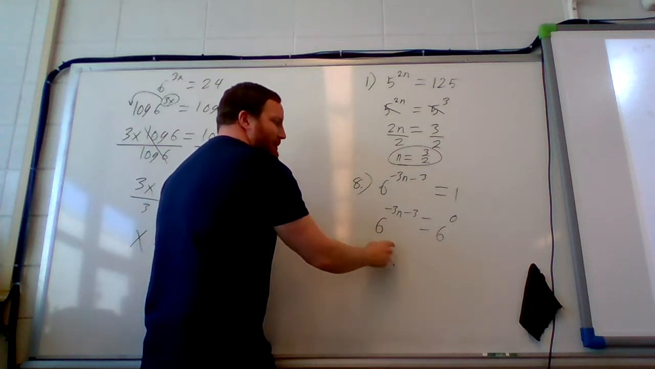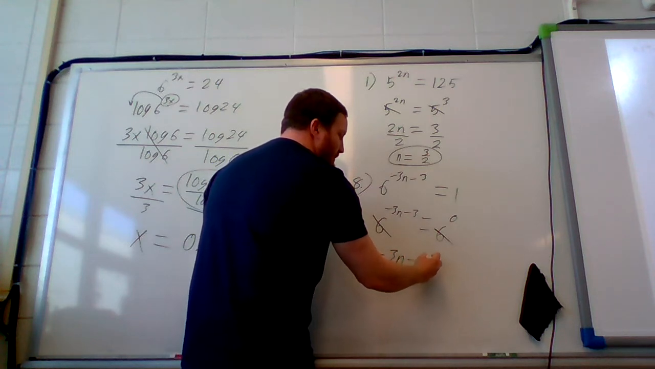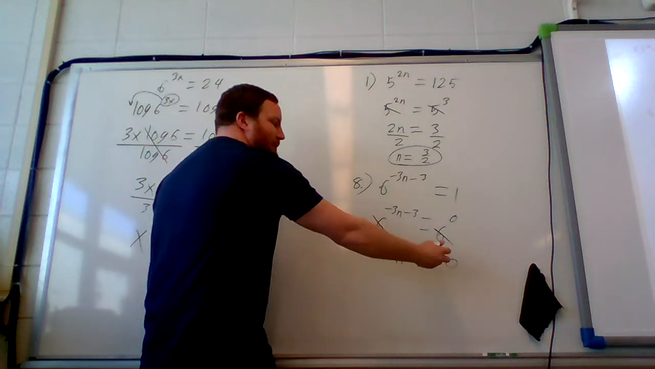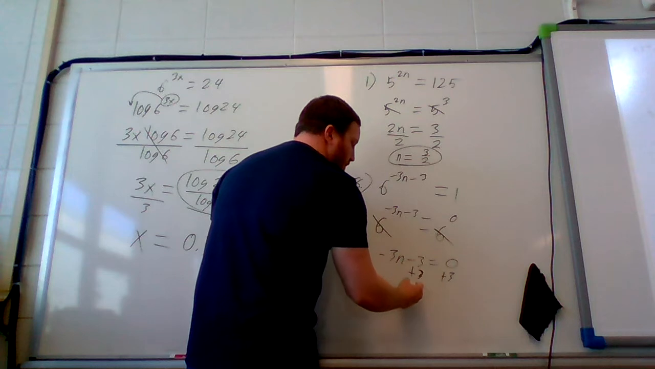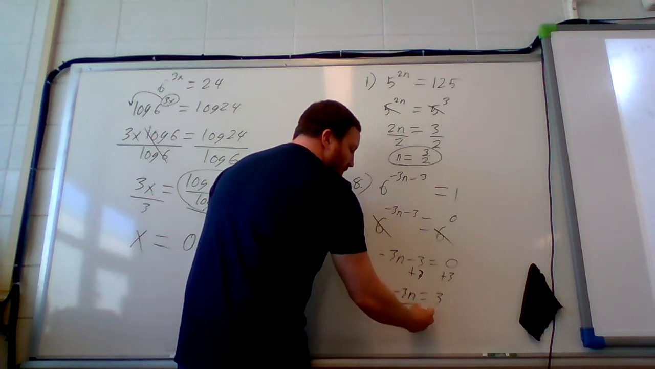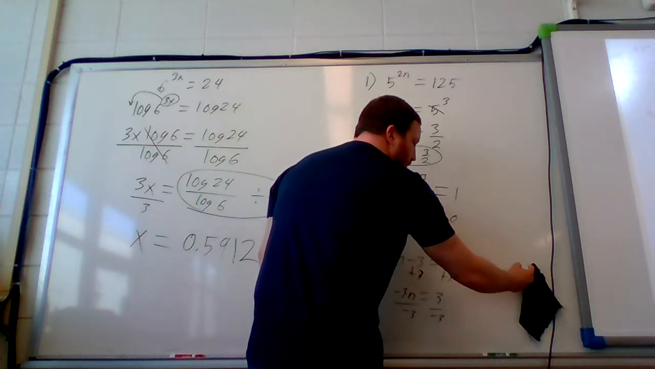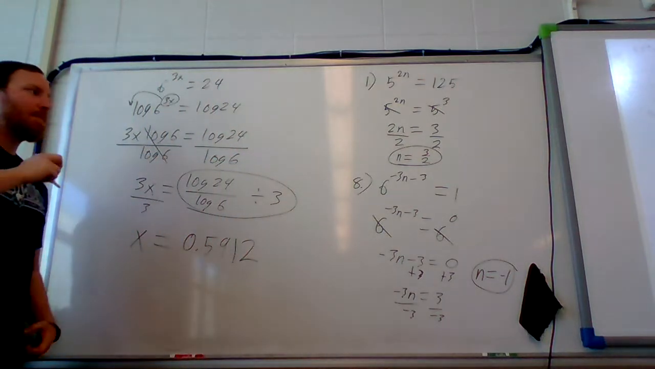Now we have the same base. We can cancel out our bases. So we have negative 3n minus 3 equals 0. Solve for n. So we're going to add 3 over. Negative 3n equals 3. Divide by negative 3. We're going to get n equals negative 1.